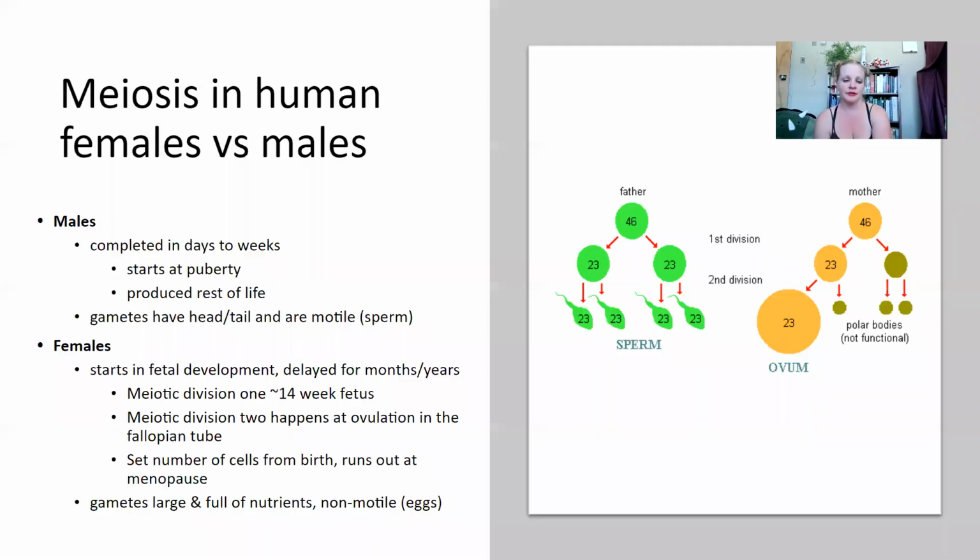So let's talk about it. So usually in meiosis in humans, depending on what kinds of gonads you have, if you happen to have testes, you're going to start making, your meiosis is going to take a couple days, maybe a week. You're going to start doing that at puberty, and you're going to keep doing that for the whole rest of your life.